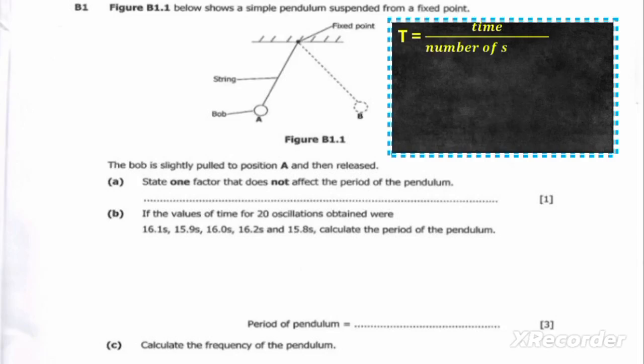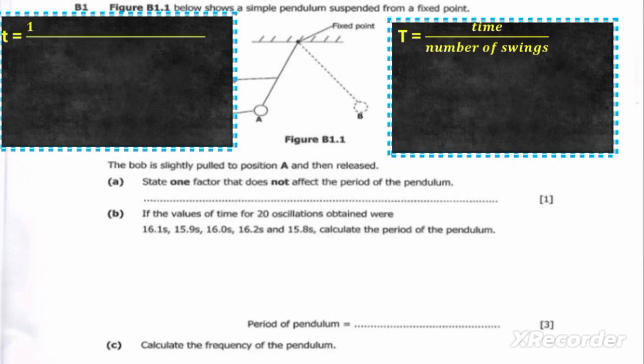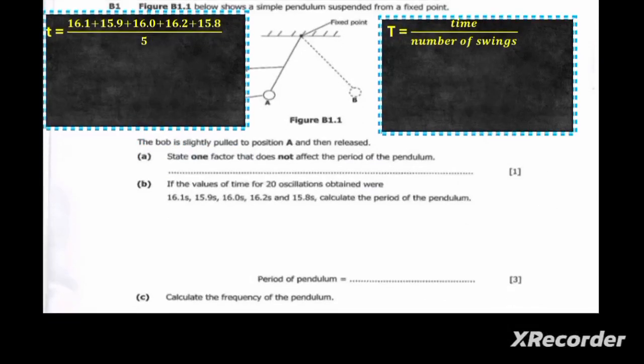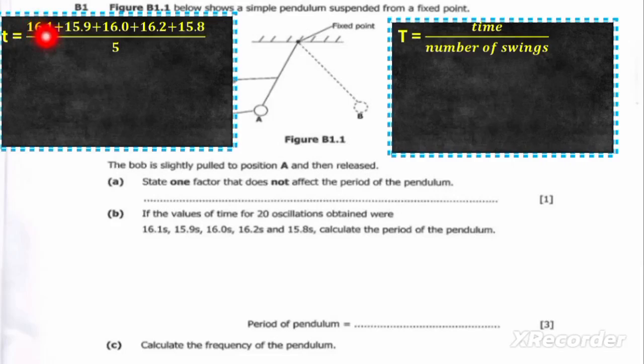The period of the pendulum is equal to time divided by number of swings, or number of oscillations. Now, data collection. To come up with time, we have been given a bunch of times here, and we need to come up with one time. So we are going to find the average of the times given here. We are going to say 16.1 plus 15.9 plus 16.0 plus 16.2 plus 15.8, divided by 5.